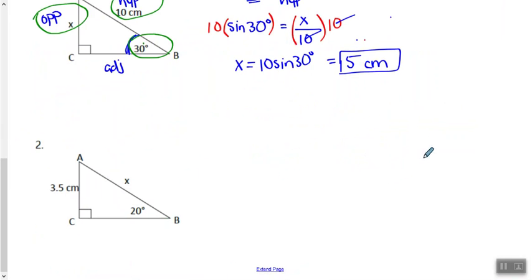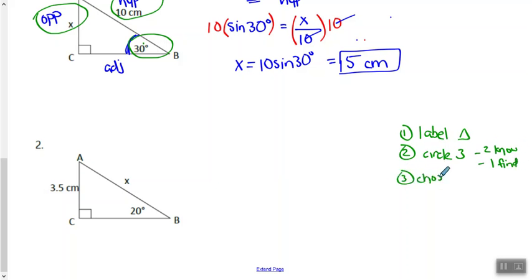So, second example, remember our steps are to first label our triangle, then we will circle three. So two things we know, one thing we're trying to find. We will choose our ratio, substitute into that ratio, solve, and don't forget your units. Everybody always forgets units.